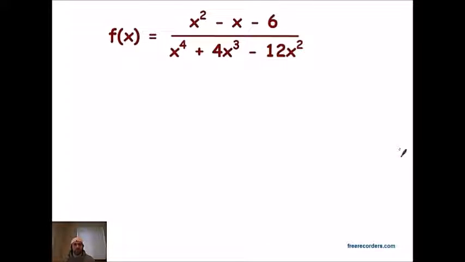Thanks for tuning in. I've been working on some rational functions with my tutoring kids the past week or so. I wanted to put one of these up here for you guys so that you can reference it and/or forward it on to your friends if they're still stuck and want to take another look at these. So let's take a look.